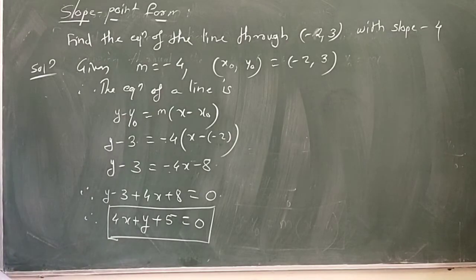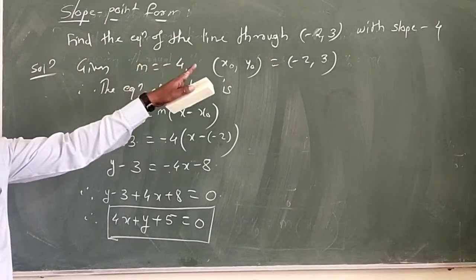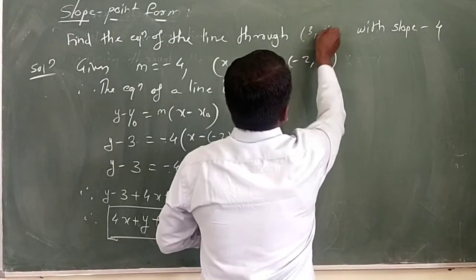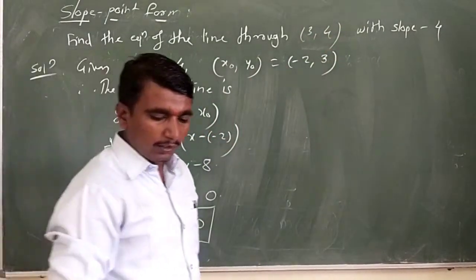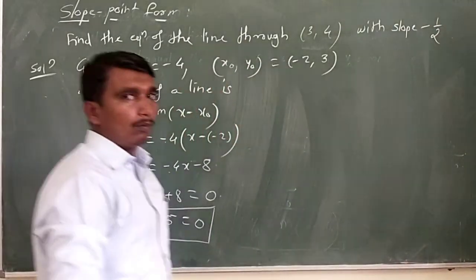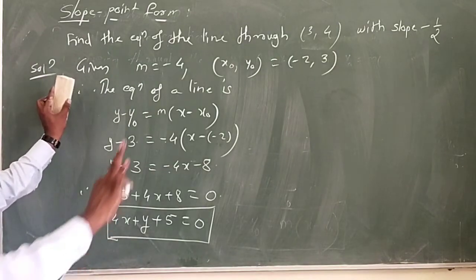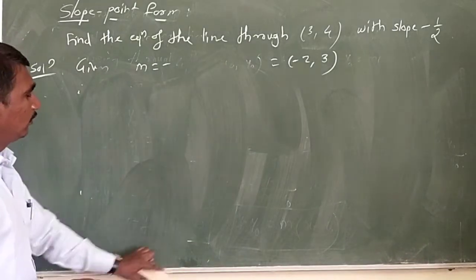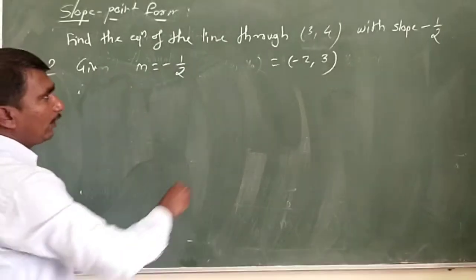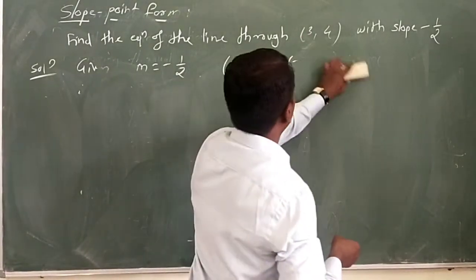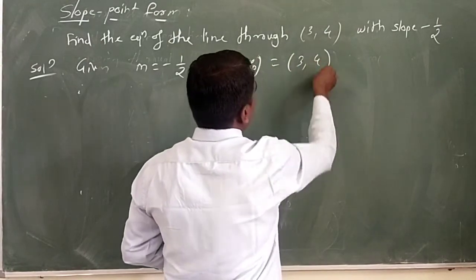Find the equation of a straight line passing through the point 3, 4 with slope -1/2. So here what is given? The slope is -1/2, and the point x0, y0 is the given point 3, 4.